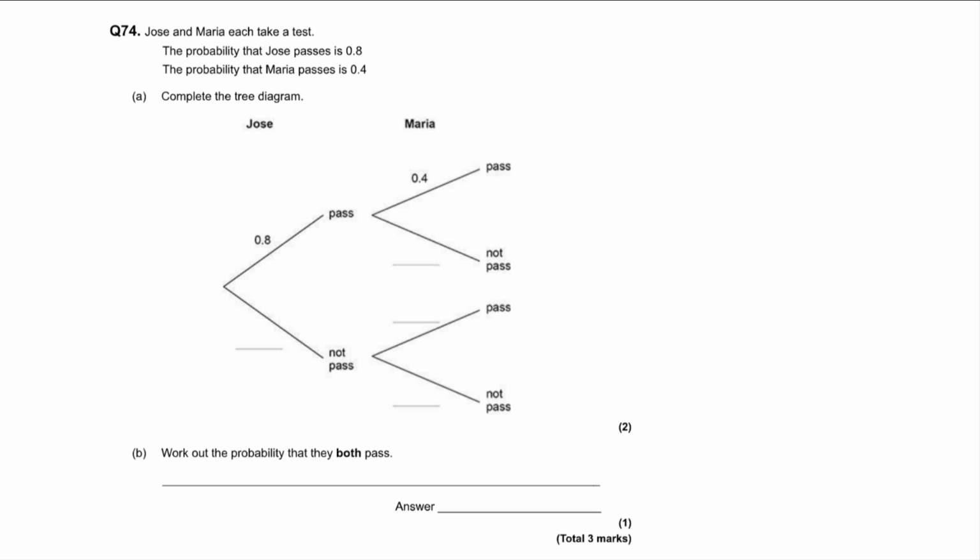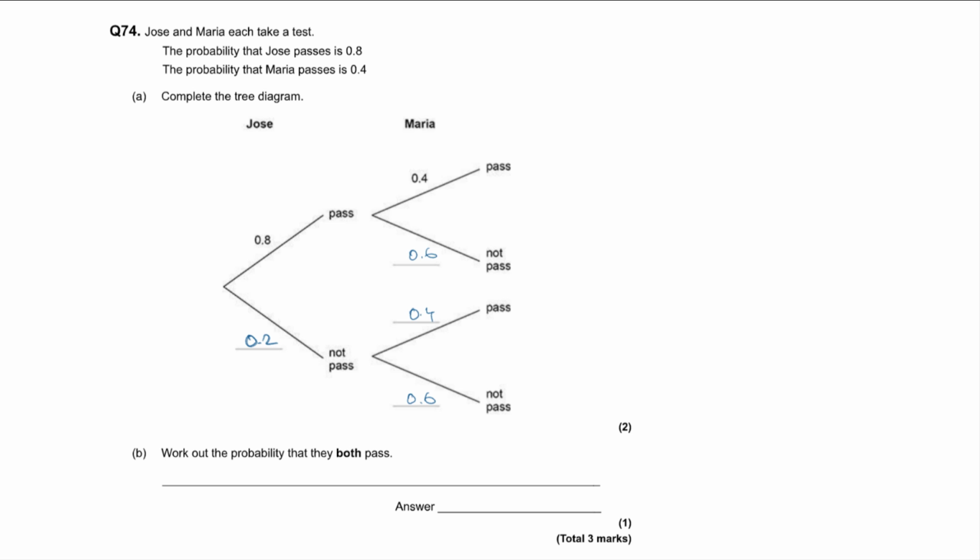Question 74, Jose and Maria each take a test. The probability that Jose passes is 0.8 and the probability that Maria passes is 0.4. Complete the tree diagram. I've got Jose on a 0.8 chance of success, so the probability he doesn't pass is going to be the rest out of 1, isn't it? 1 minus 0.8 is 0.2. Maria's got a chance of 0.4 of passing, so not passing is going to be the rest, 0.6. These two numbers should add up to 1, and it's going to be repeated down here. Jose passing is not going to influence if Maria passes or fails. They're independent of each other.